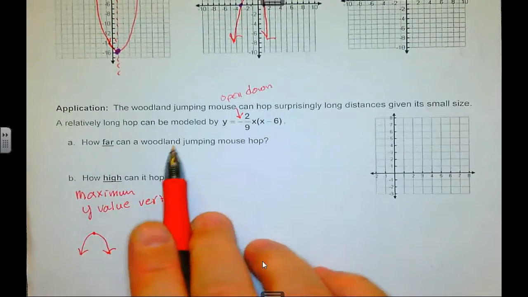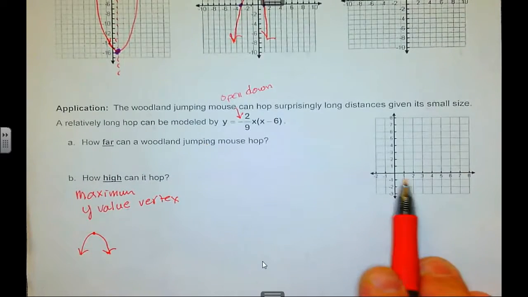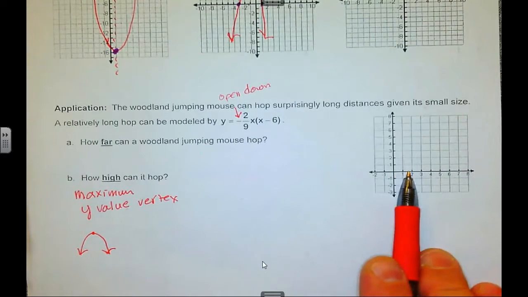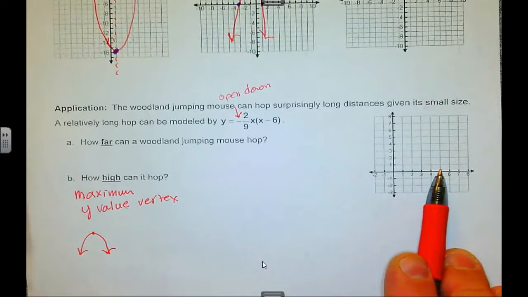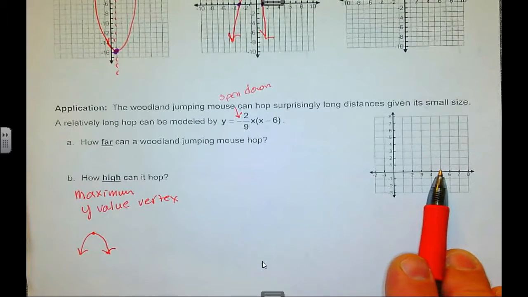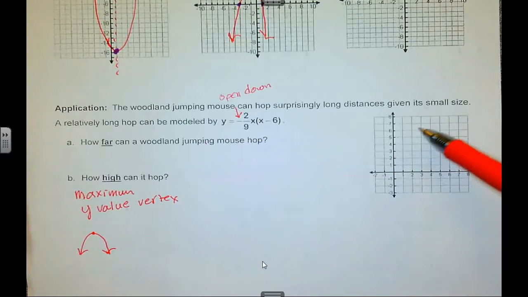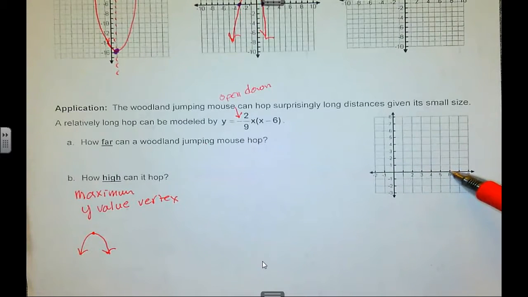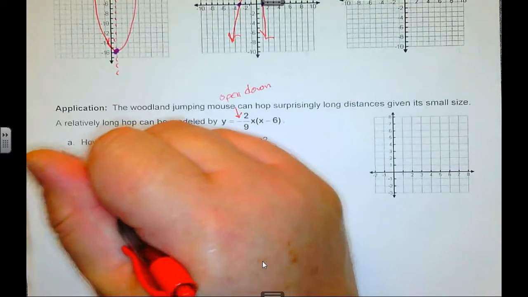Now, how far can he jump? Well, if our x-axis is the ground, what are we looking for? We know it's going to be a parabola opening down. What are we looking for? Yeah, our x-intercept, right? Excellent.